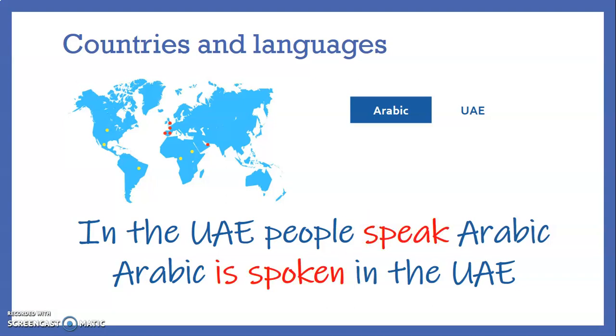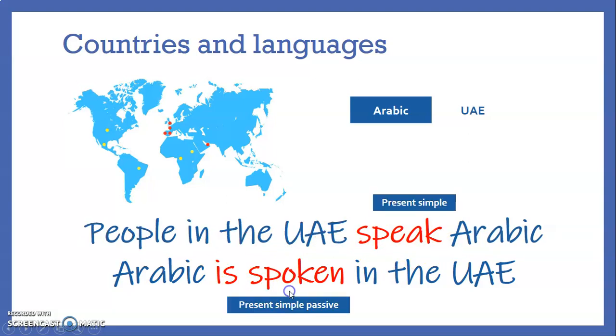So looking at the verb in red here, speak is what we know. Normal, present simple, is spoken. This is the present simple passive. The speak is still there, but in a different form. It's now spoken, and we've put in the word is, but also we've changed the order of the other words. Now we're going to look at the way we form this, but also what this means.